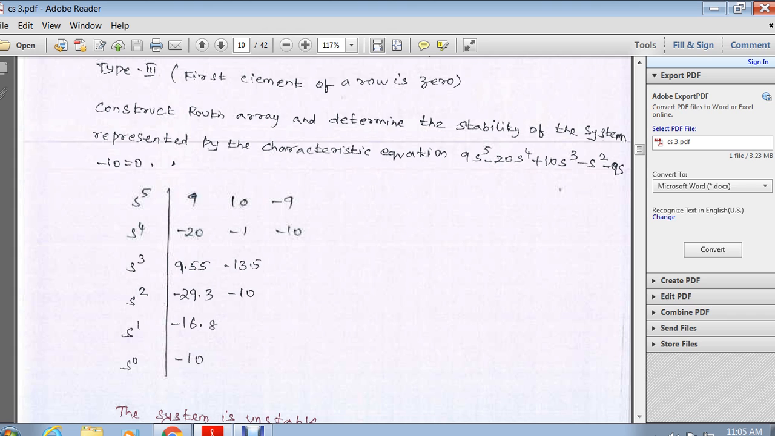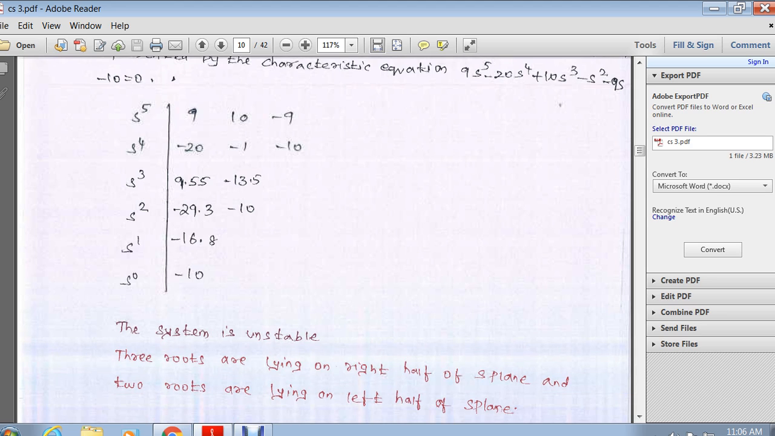For s cube we take the cross multiplication of these with the row above. Now this becomes 9.55 and -13.5; s^2 becomes -29.3 and -10; s^1 becomes -16.8; s^0 becomes -10. So there are many sign changes. If you observe, initially we have positive, second it becomes negative, third it becomes positive again, and then negative again.